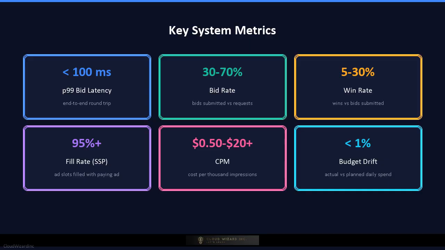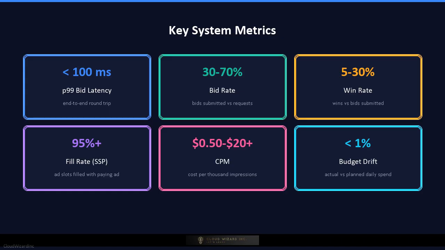The key metrics to memorize cold. P99 bid response latency must be under 100 milliseconds. P95 is often under 50 milliseconds in well-engineered systems. Bid request throughput is measured in queries per second, or QPS, and top exchanges process millions of QPS at peak.